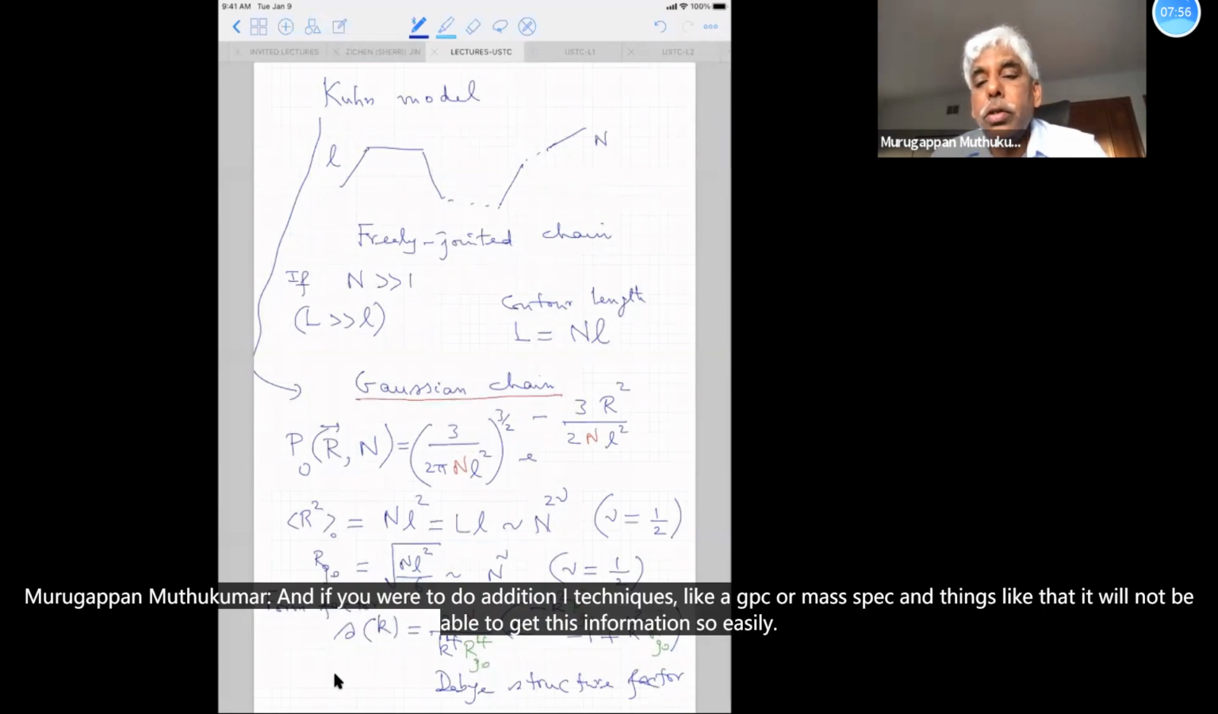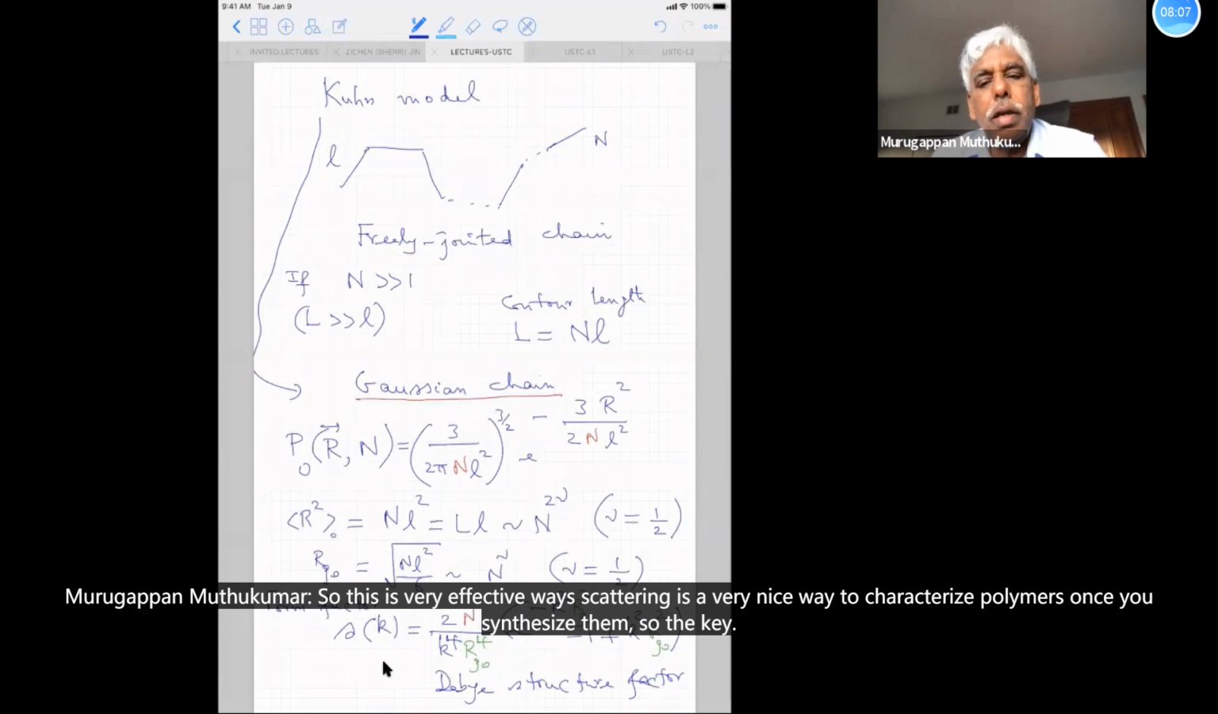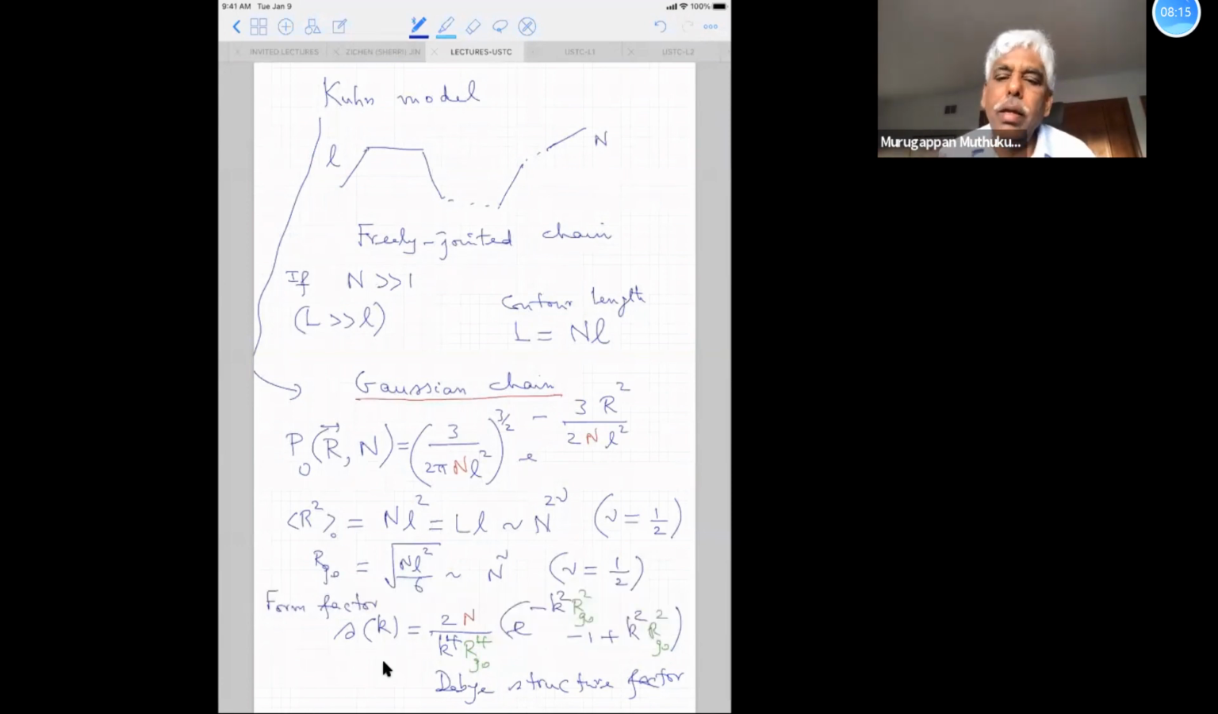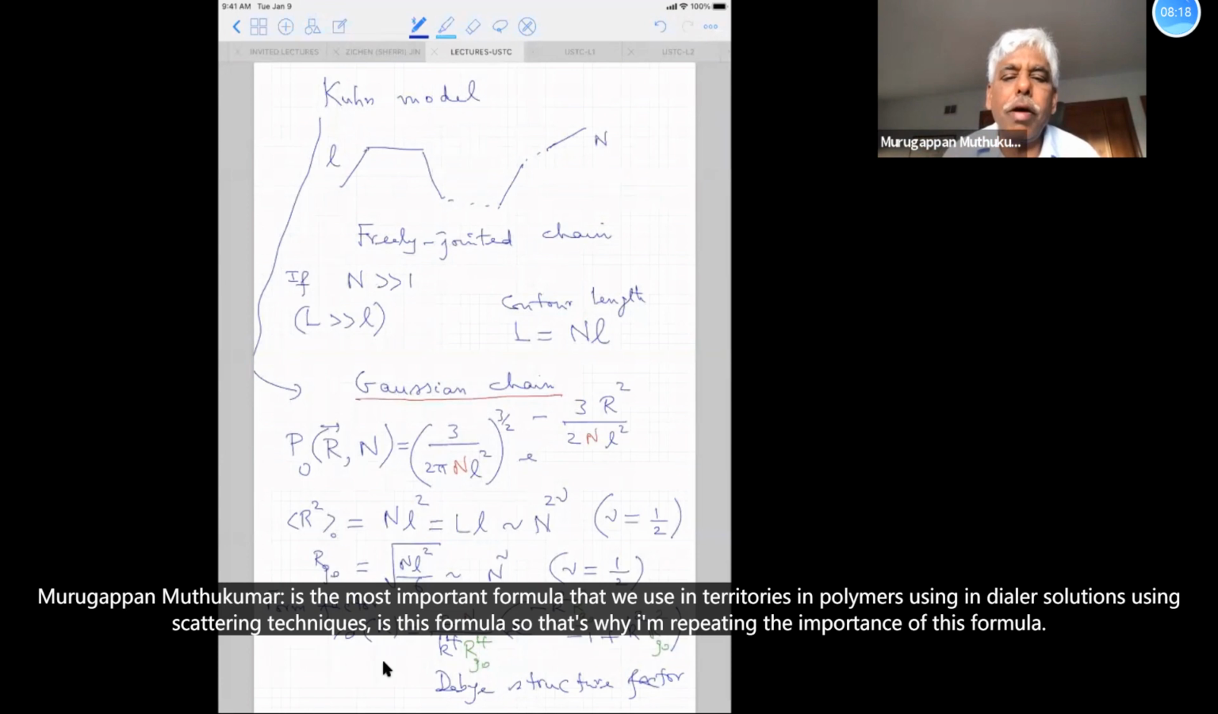Now, if you were to use additional techniques like GPC or mass spec, we would not be able to get this information so easily. So this is a very effective way. Scattering is a very nice way to characterize polymers once you synthesize them. So the most important formula that we use in characterizing polymers in dilute solutions using scattering techniques is this formula. That's why I'm repeating the importance of this formula.